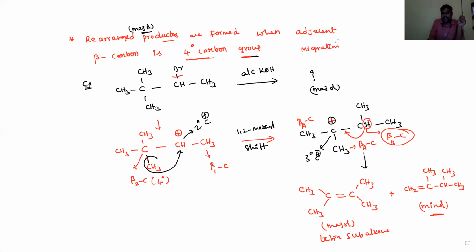Here the methyl group is migrating. Generally, in the migration order, the phenyl group will migrate most easily, then the CH3 group, and then the hydrogen atom. Okay, dear students, this is the migration order you have to remember, it is very, very important. And one more thing, this is a rearranged elimination reaction.